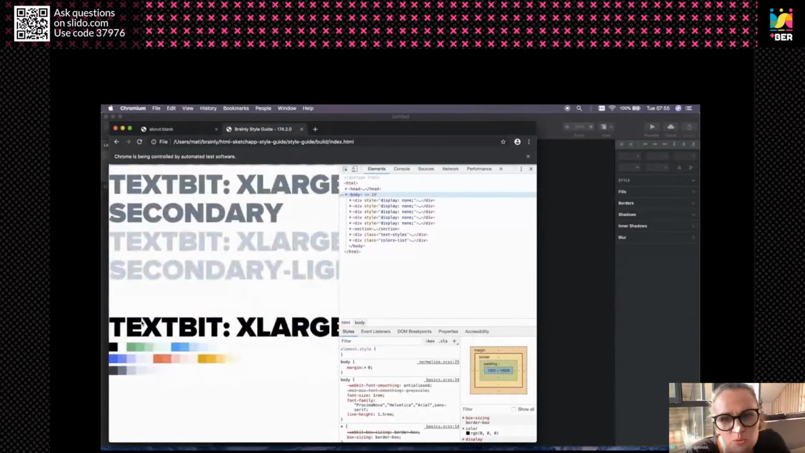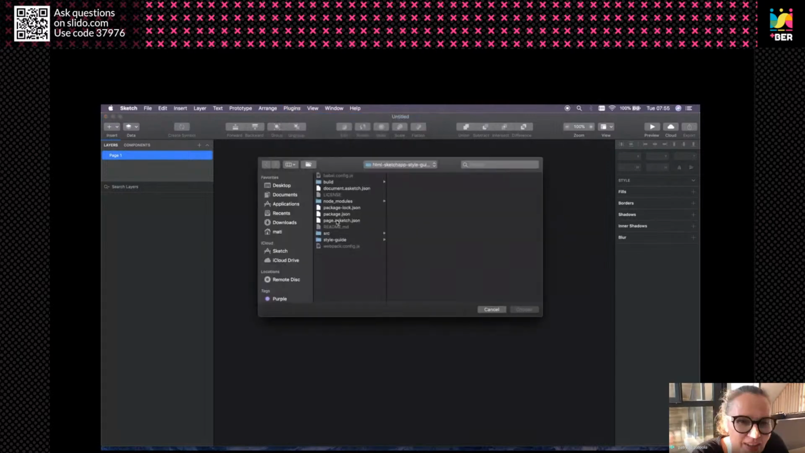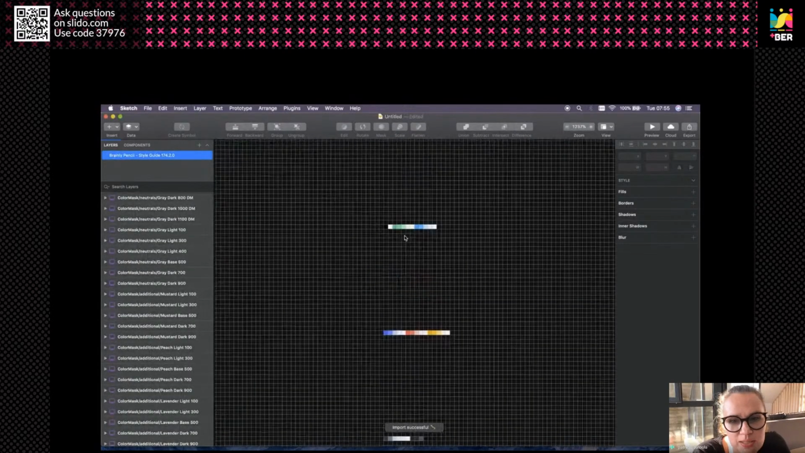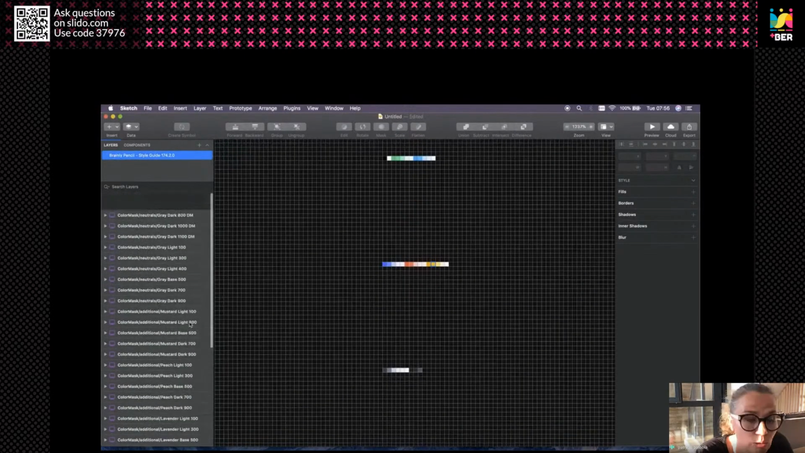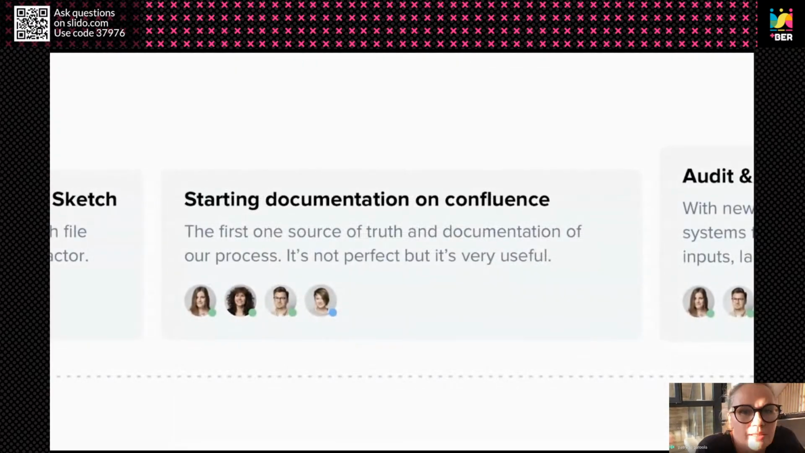Then we import the already exported files to Sketch using a Sketch to Sketch plugin. Its full name is almost Sketch to Sketch. And voila, color masks and text styles are now available in Sketch, and the whole design team can use it as a library. This and other processes and the whole design system documentation are kept in our Confluence. Later, we migrated part of it to the public domain, but I will tell you more about it later.